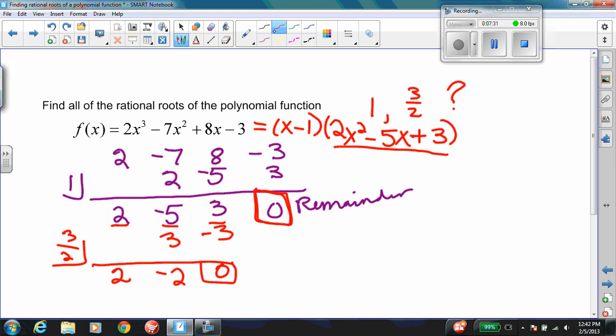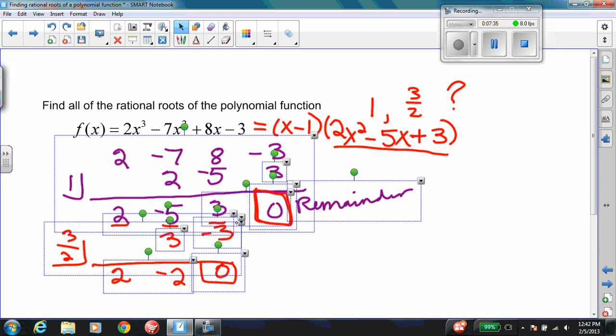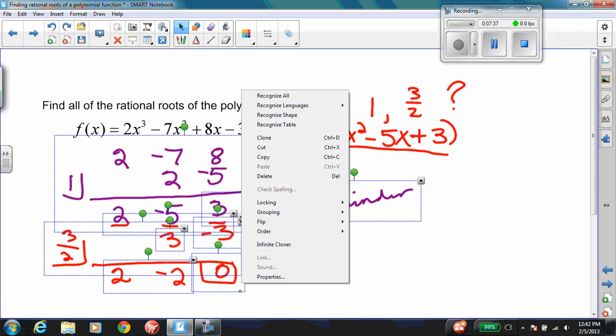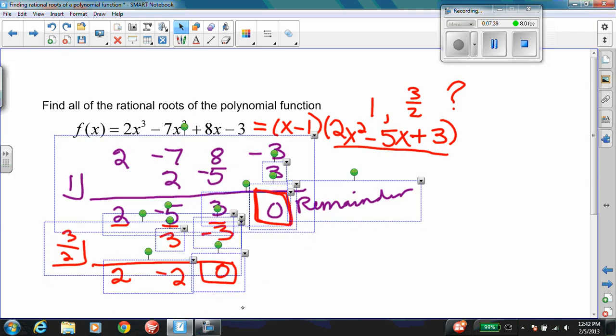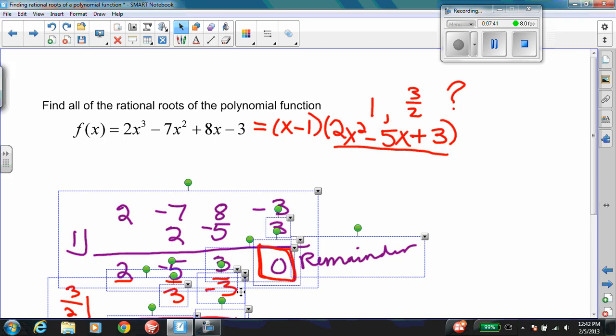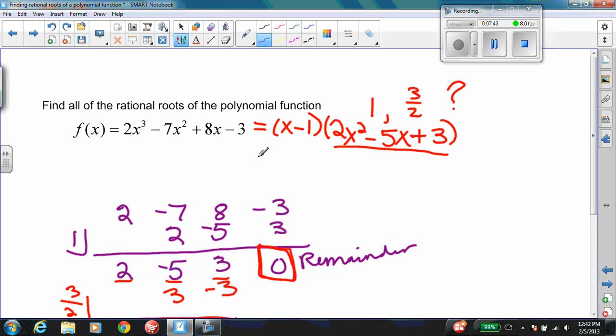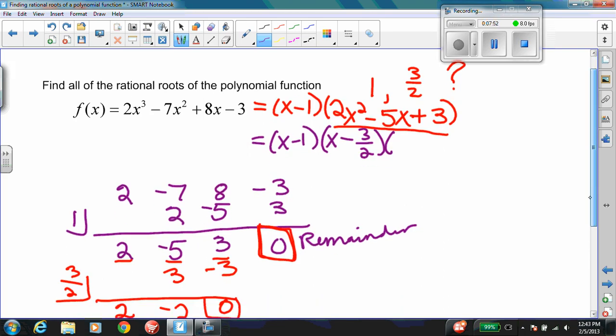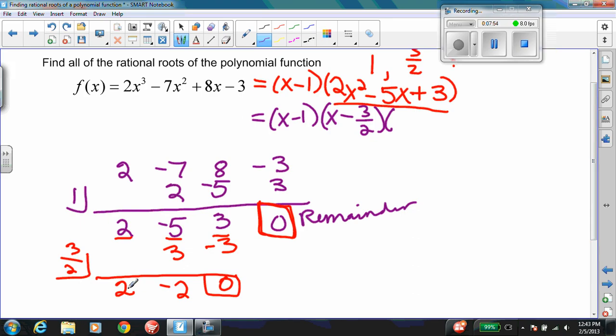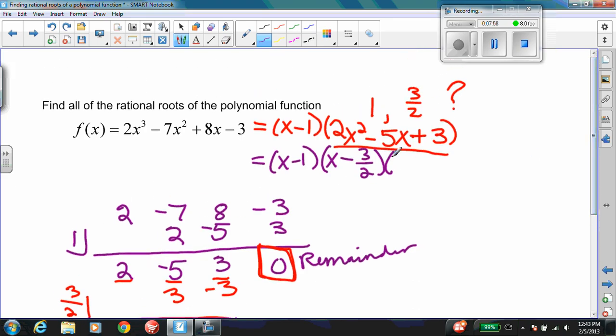So what I know now is that I have x minus 1 times x minus 3/2 times, right down here, this is my constant, and this is my linear term now, 2x plus 2.